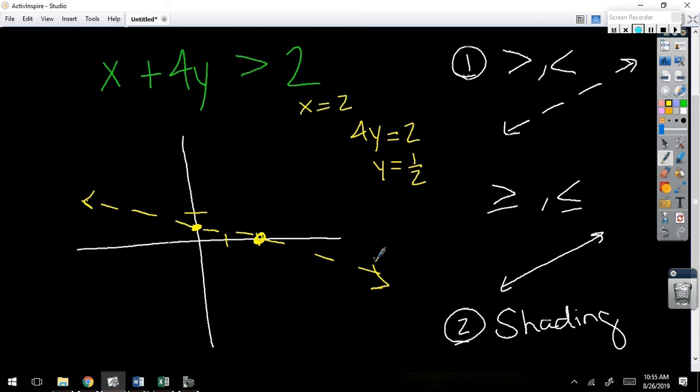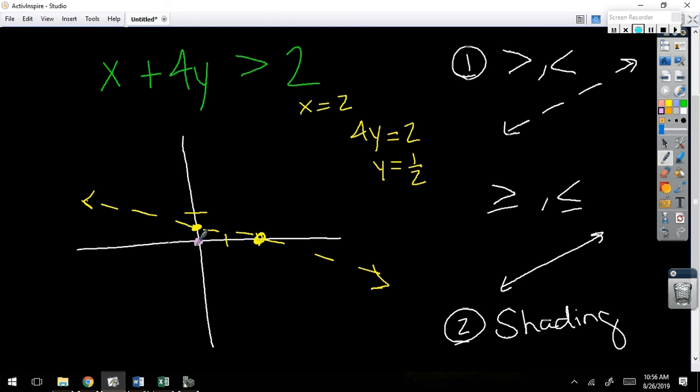Everybody's saying up. Why do you think up? There's no negative. It's greater than. It's greater than, so where's y getting greater than? Here's what I do. And you're not wrong, you're right. But here's what I do. I always pick a test point. Okay? So the easiest point here to pick for me, and what I always pick if I can, is 0, 0. Okay? 0, 0 is here.